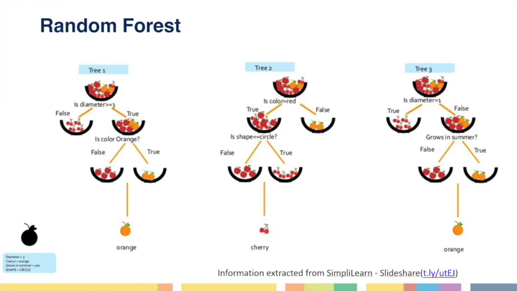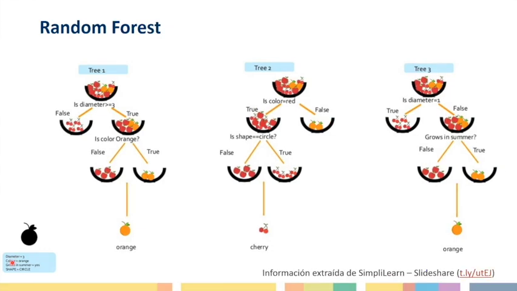In this slide, we can see a formal example showing how random forest works. In this case, the fruit has several variables that we've registered in a training database, where we ask about the diameter, the color, if it grows in summer, and the shape of the fruit.